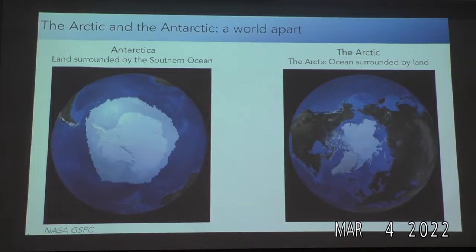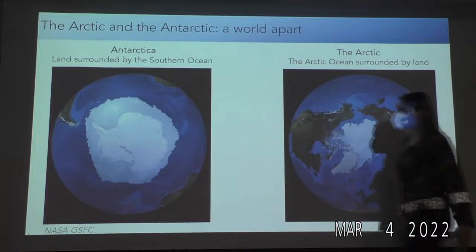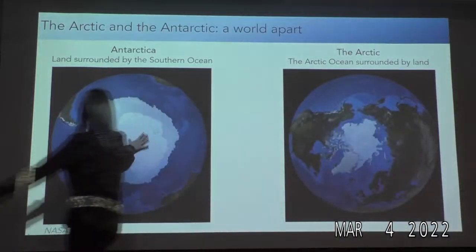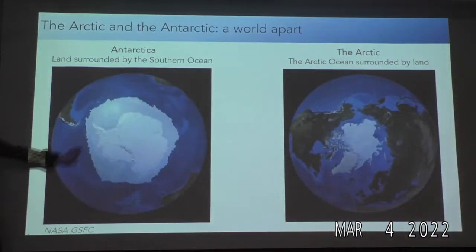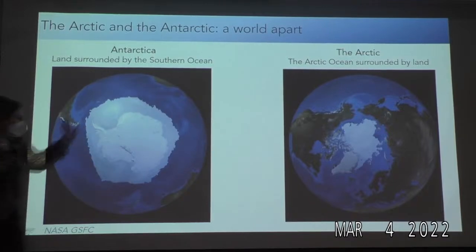So I started here about 6 months ago now, and I'm a polar oceanographer. So obviously that means that I study Earth's polar regions. To set the stage for you, I look at the Antarctic and I also look at the Arctic. The Antarctic is basically land surrounded by the Southern Ocean. So this would be your ice sheet that sits over Antarctica. We have a bunch of sea ice here as well.